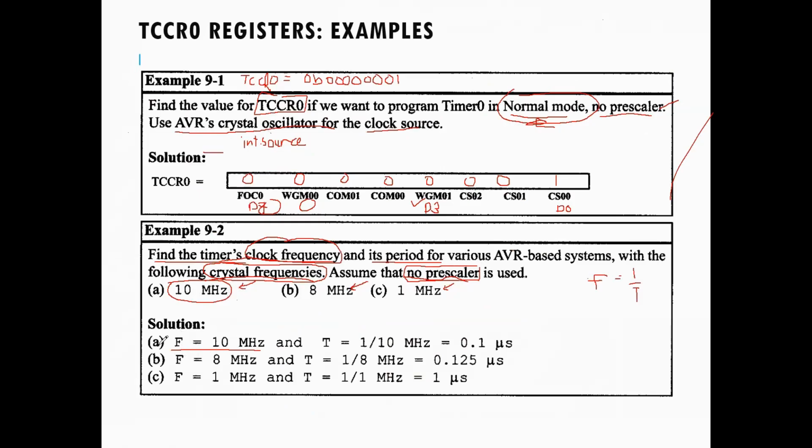So the first one, for A, F equals 10 megahertz, and T will be equal to 1 over F. You find the value will be 0.1 microsecond for A. And then for B, you have 8 megahertz, and the period will be equal to 1 over 8 megahertz. So the answer is 0.125 microsecond. And for the last, 1 over 1 megahertz, so you get 1 microsecond.